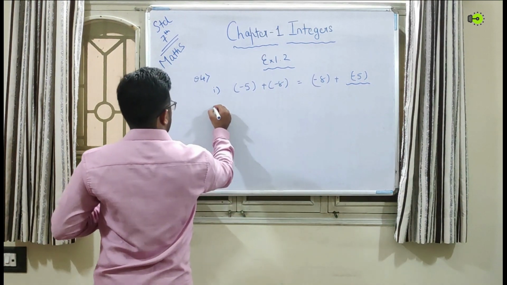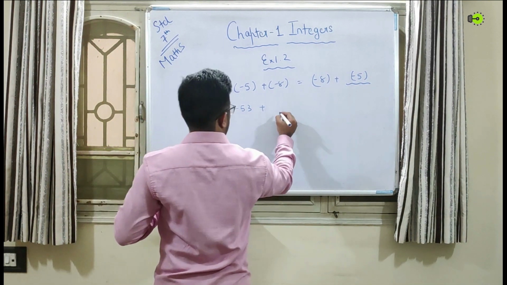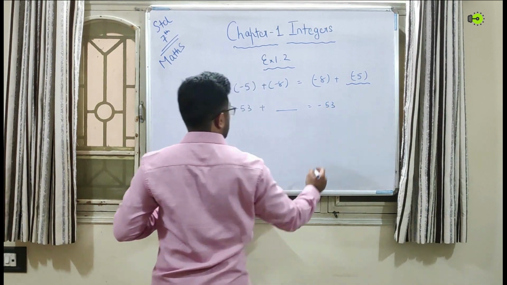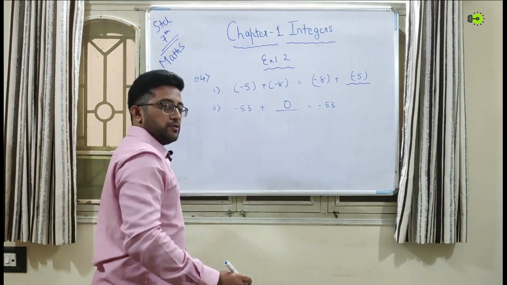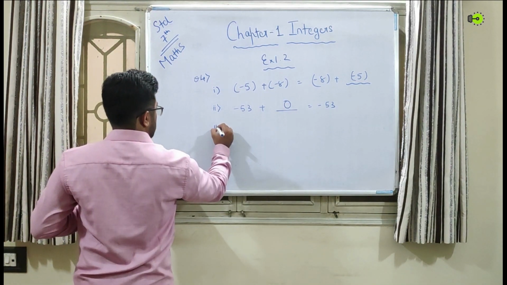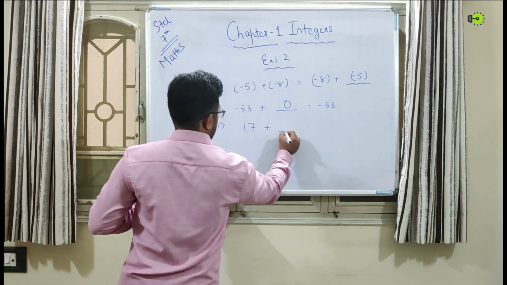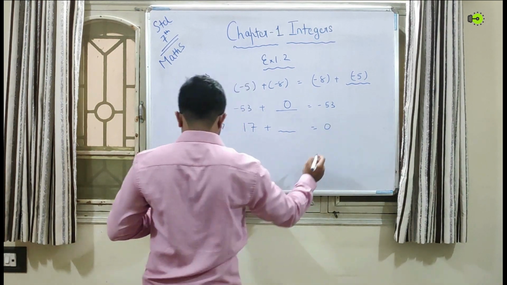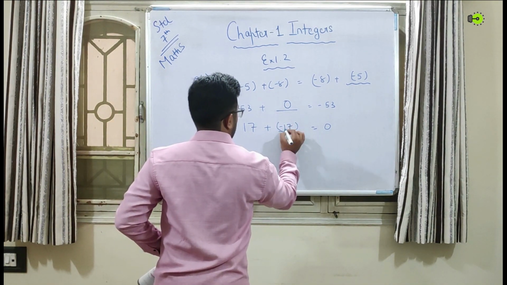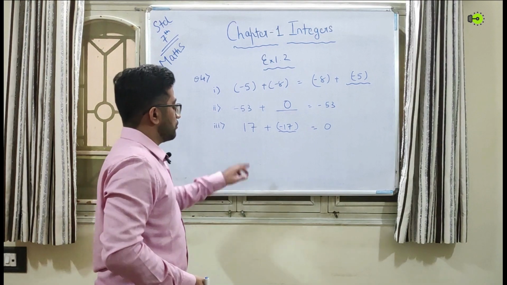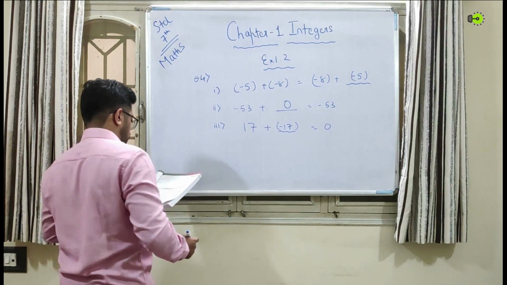Point number 2, minus 53 plus dash is equal to minus 53. We know that in integers it is additive in nature, so here we have to just add the number 0. Number third, 17 plus dash is equal to 0. So can you tell me a number? Yes, minus 17. Plus minus minus, sign of greater, so 17 minus 17 will be 0 and the sign doesn't matter because your answer is 0.